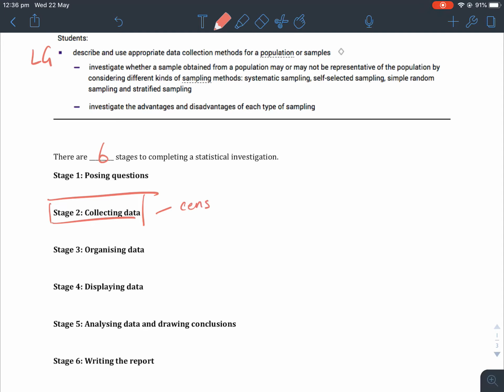A census is one way that we'll talk about in a bit more detail in a moment. And a sample is another way. After you've collected the data, then you organise the data. For us, this is done using a frequency distribution table. And then after you've organised it, we want to display it.